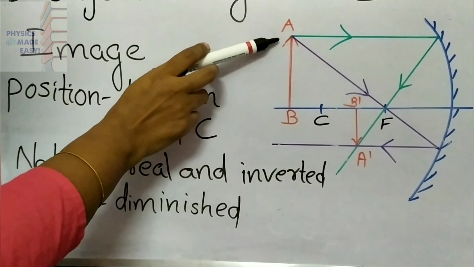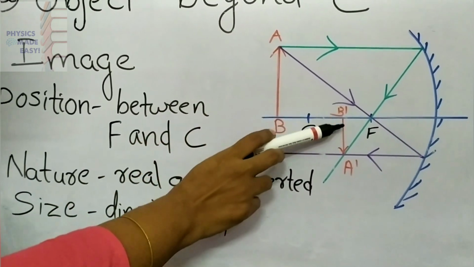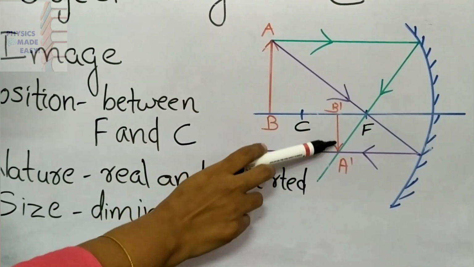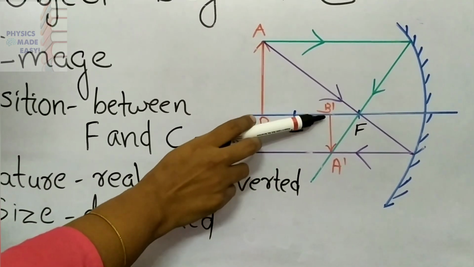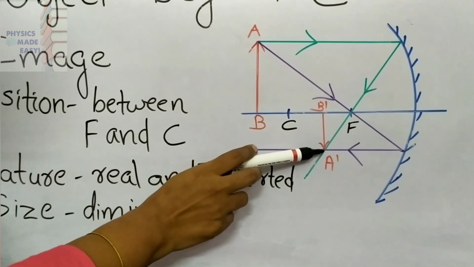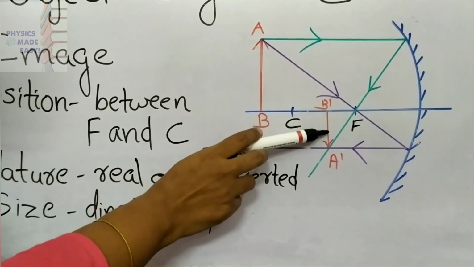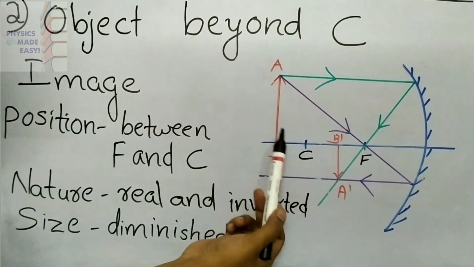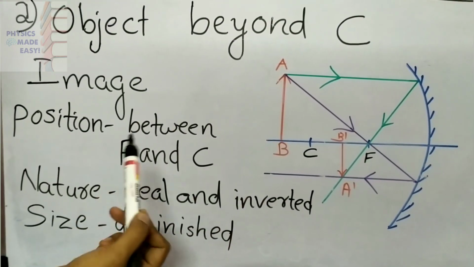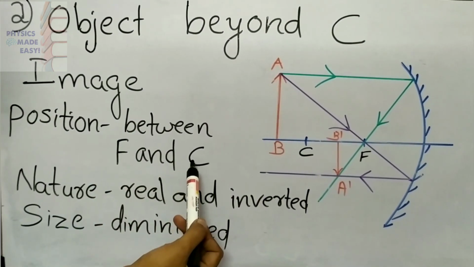What about the size? If you are comparing the size of the object and size of the image, you can say here the size is diminished. What about the nature? You can see here you are getting an inverted image. So nature is real and inverted. So if you are placing an object beyond C, you will get an image between F and C.